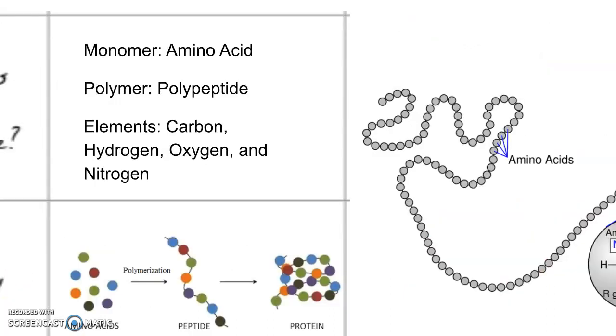Structure of a protein: we have the monomer, which is an amino acid, and then the polymer is going to be the polypeptide, and the elements are CHON, so carbon, hydrogen, oxygen, and nitrogen. So if you remember, carbs are CHO, lipids are CHO, and then protein is CHON, so carbon, hydrogen, oxygen, and nitrogen.